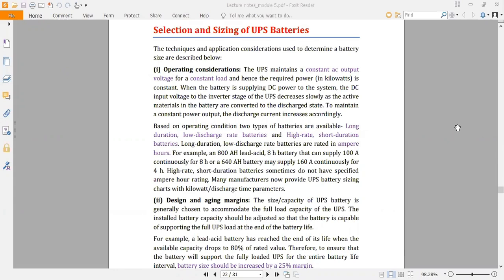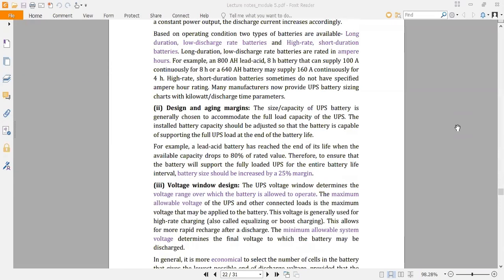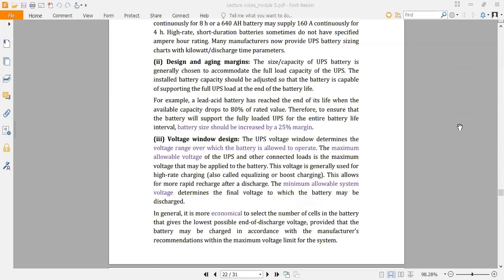Second point says design and aging margin. What is the meaning of this design and aging margin? Is the screen clear, is it visible to everyone? Yes, sir. Yes, sir.